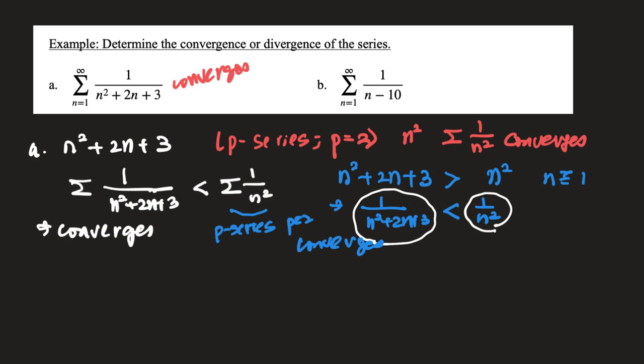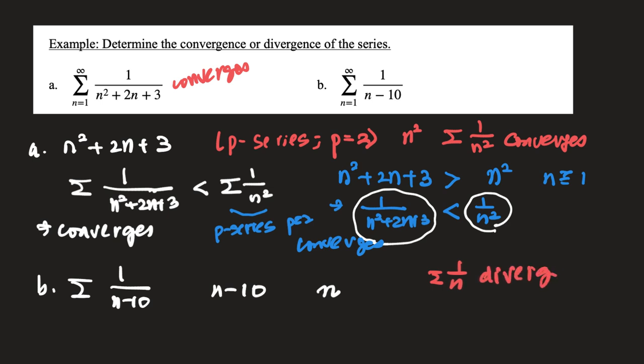Guys, got the idea? Let's go to the second one. Okay, look at this one: summation of 1 over n minus 10. Look at the bottom only. This one is n minus 10. What happens here? This one is related to n. Which one is bigger? We're going to check later, but we know the summation of 1 over n diverges, which means the summation of 1 over n diverges. We want to show this series 1 over n minus 10 is greater than the summation of 1 over n.